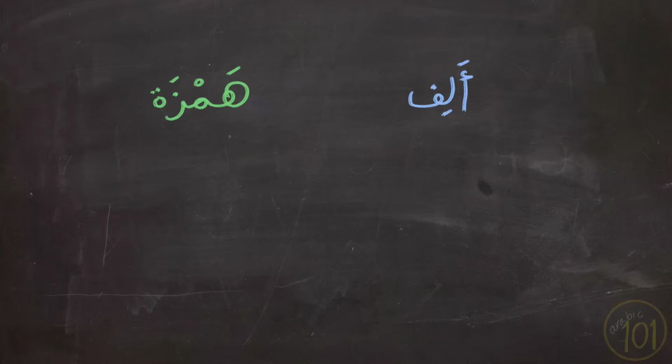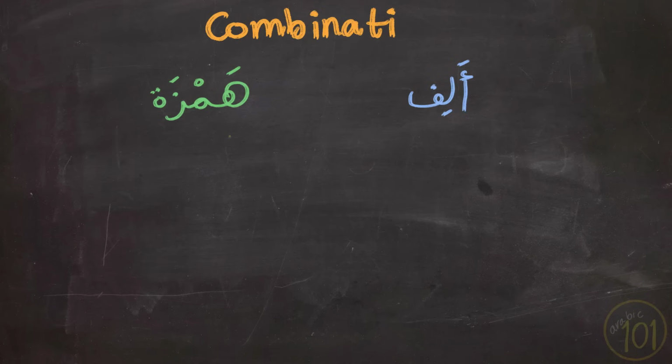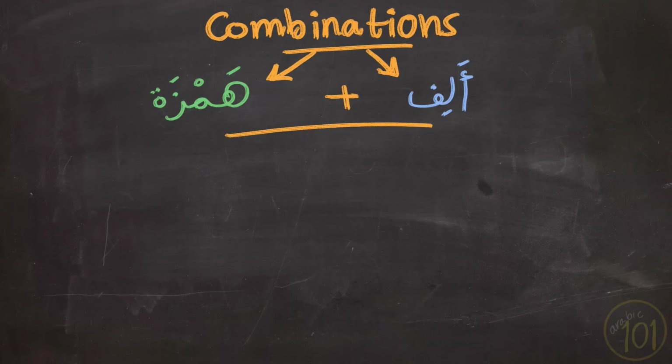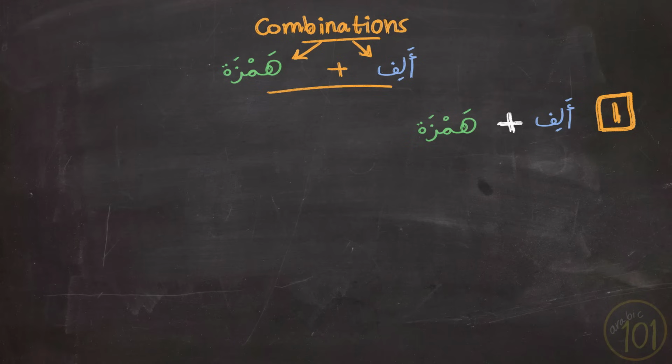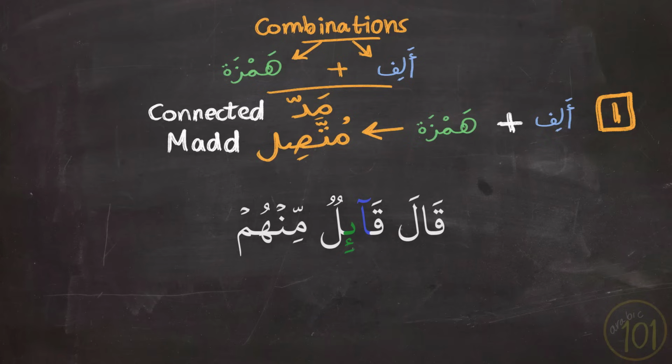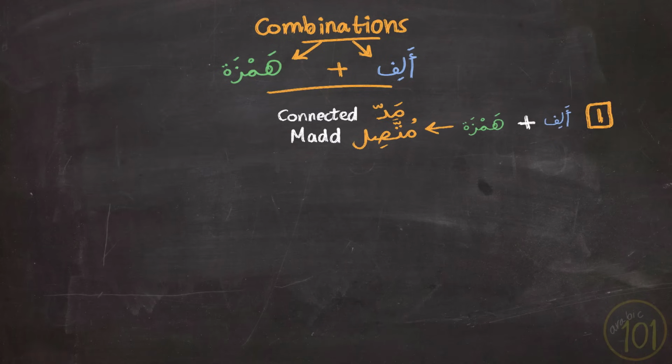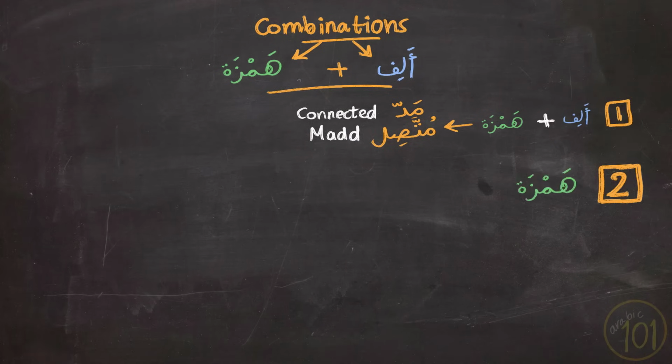Now, the fact that there are differences between them doesn't mean that we can't use them together. In fact, there are certain combinations in which the use of Hamza and Alif goes hand in hand. The first combination is when Alif comes first and after it comes Hamza. And when this happens, we have what we call connected med. Like when we say قال قائل منهم.